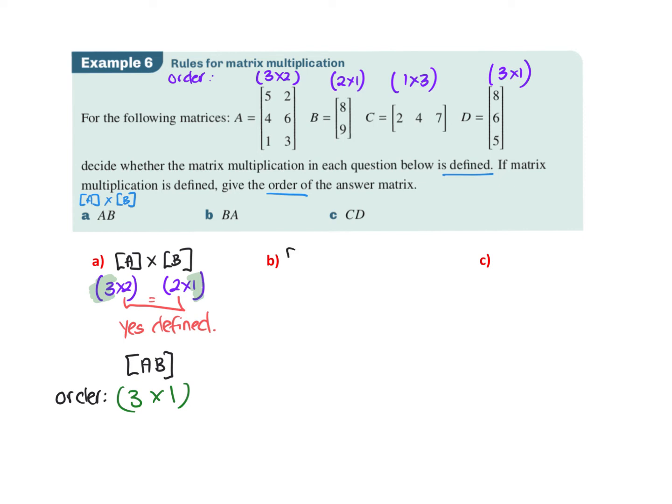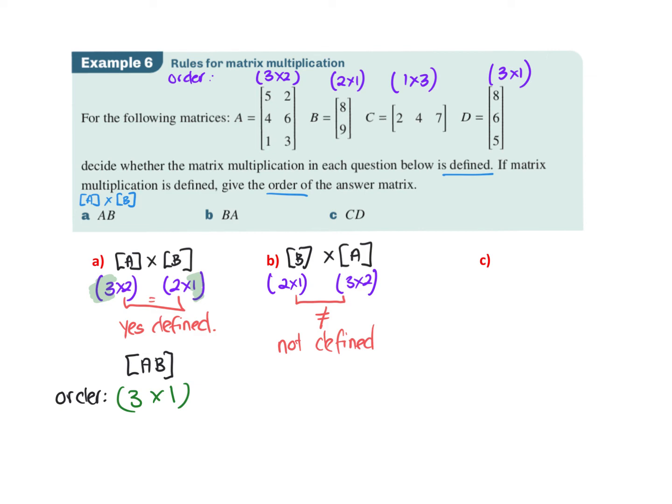So let's do the next one. It's good we're doing B times A because we just said before, it's not the same thing in matrices, so we need to check. When we check, we put B's order first, which is a 2 by 1, and A's is a 3 by 2. Are these two inner numbers equal? Are they the same? No. They're not, so we say not defined, and we just can't do it, so we leave it. We can't get the order of the answer because it's not defined. So that's all you put for those ones.